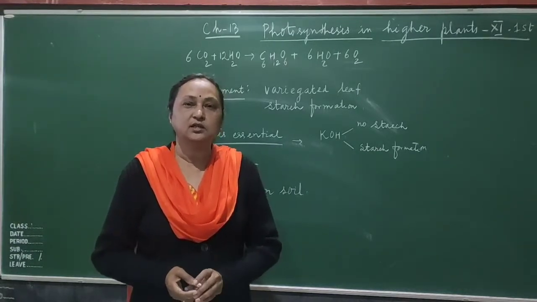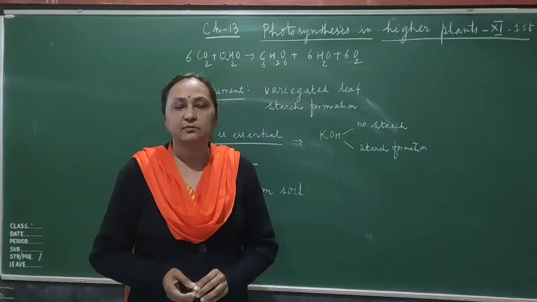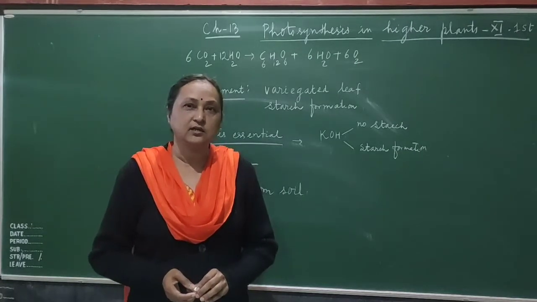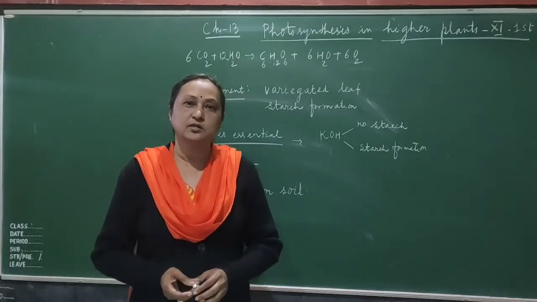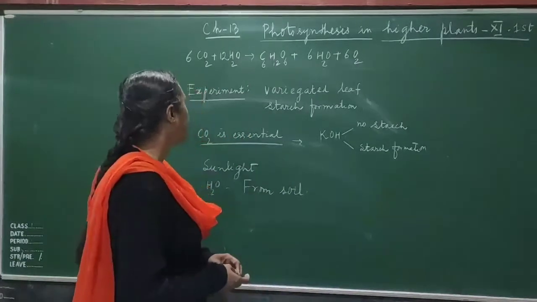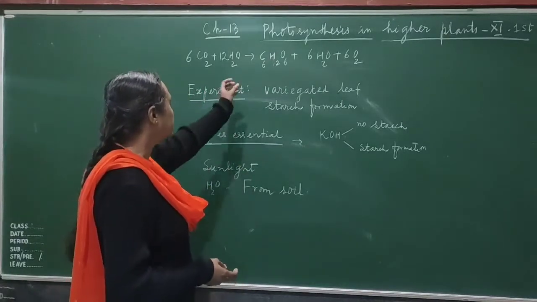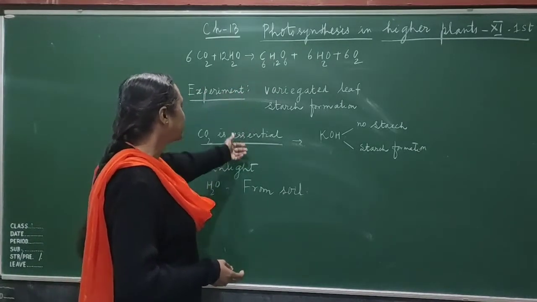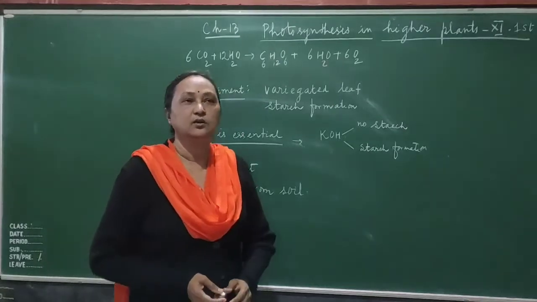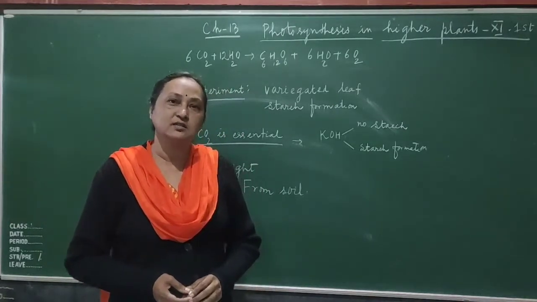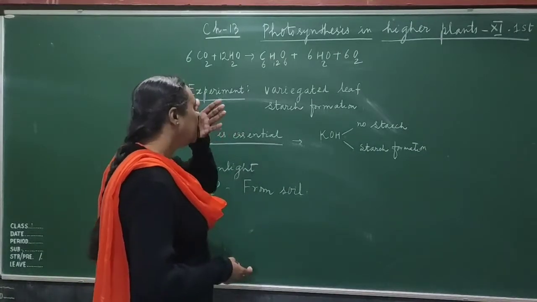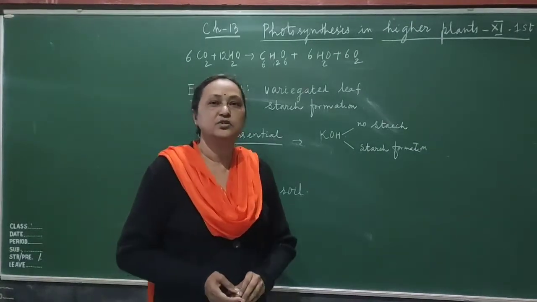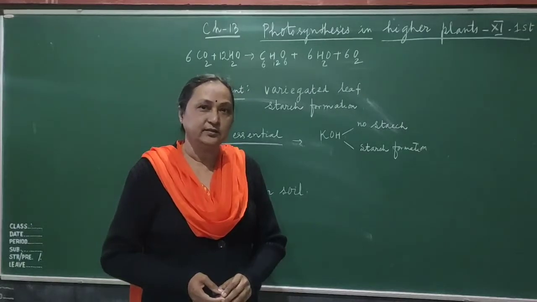So what are the raw materials? The raw materials are carbon dioxide, water, chlorophyll and sunlight. If any one of the raw materials is absent, then the process cannot be operated. In the first part of the chapter many experiments are given, and all these experiments we have done in class 10th. The first experiment is you take a potted plant which is having a variegated leaf.